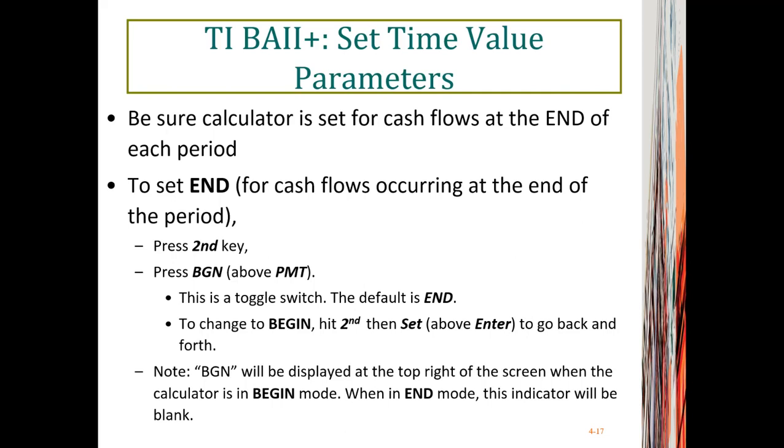How to do that? Very simple. Second payment, second enter. When you do that, you are switching from the end mode to beginning mode. When you complete that operation, you will see BGN showing up at the top right of the screen. If you want to switch back to end mode, you do the same thing: second payment, second enter. That can help you go back and forth between the end mode and beginning mode.